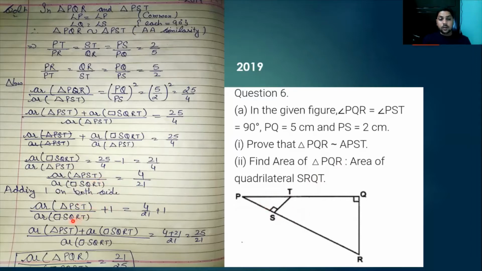When you add 1, you take the LCM of the area of quadrilateral SQRT. After taking the LCM, we have area of triangle PST plus area of quadrilateral SQRT upon area of quadrilateral SQRT. Here we have 4 upon 21. So adding 1 on both sides and taking the LCM, we have the value 25 upon 21. So again invert it. When you invert it, you have the value 21 over 25, which is the required answer.